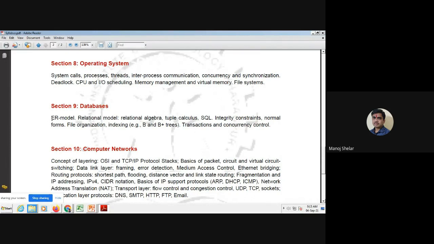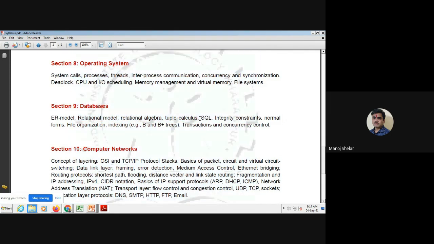The first one is the ER model. Some questions in the GATE exam, of 1 mark or 2 marks, are based on the ER model. Then the relational model is another point. Relational algebra is one point inside the relational model, and then tuple calculus. In most papers there is one question on the ER model, one on the relational model, or sometimes on relational algebra, or sometimes on tuple calculus. So 1 mark on the ER model, and 1 or 2 marks on the relational model.